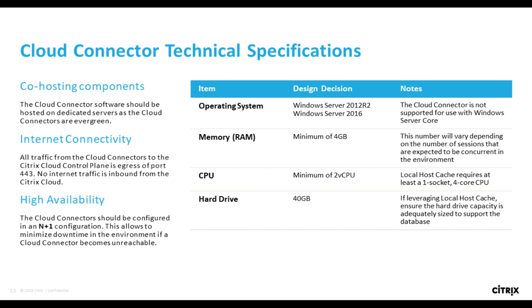So the high availability is just a basic N+1 configuration, where N is the minimum number to support the environment, and then obviously +1 connector to support that high availability. And any kind of internet connectivity from the Cloud Connector will be egress over port 443, which allows extra security and ensures that no traffic is coming into your environment from the Citrix Cloud Control Plane.